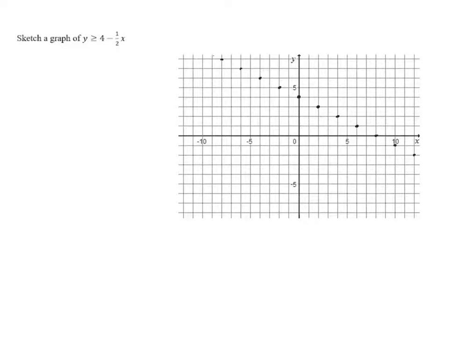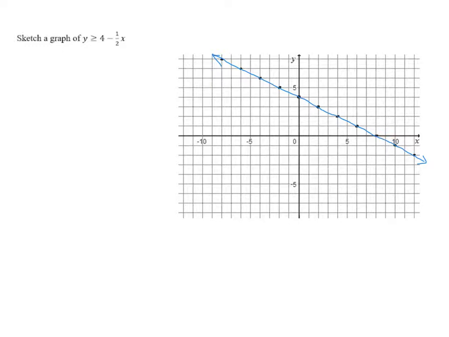And so we're going to use a solid line instead of a dashed line here. When you have an inequality where y is allowed to be equal to the expression, then you're going to use a solid line. And if you have a strict inequality where y is just greater or just less than that expression, you use a dashed line.